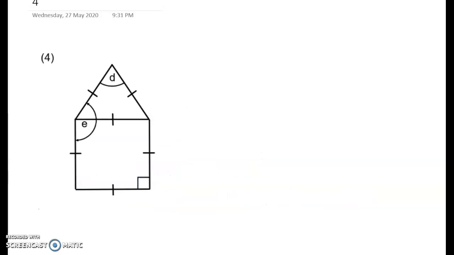On to question 4. So this is a little bit more interesting. I've got an equilateral triangle. I know that because I've got these 3 marks here. And here I've got a square.